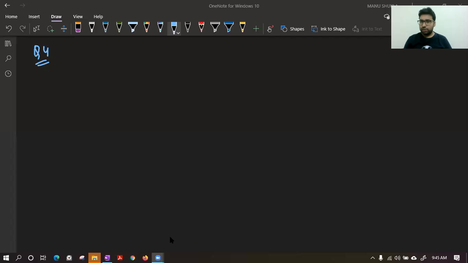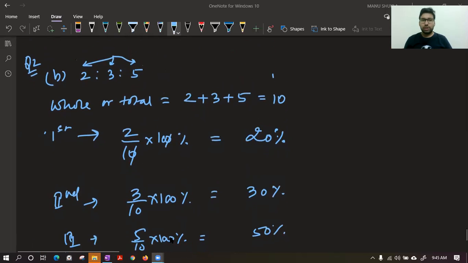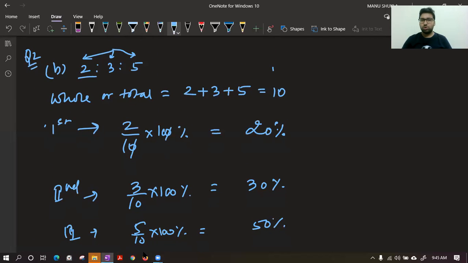Please explain question number 2 again. Okay. In question number 2, Saishi, we had this ratio 2 is to 3 is to 5, and we had to convert each part of this ratio into percentage. There are three parts: first part, second part, and third part. To convert these into percentage, we first need to understand what the total quantity is. So to find the total quantity, I just added 2, 3, and 5. After adding, I got 10 as the total.